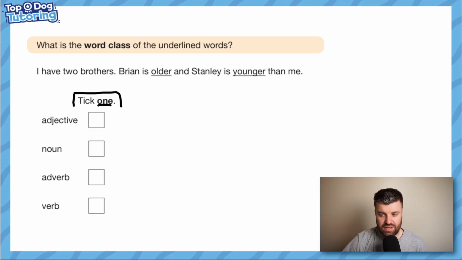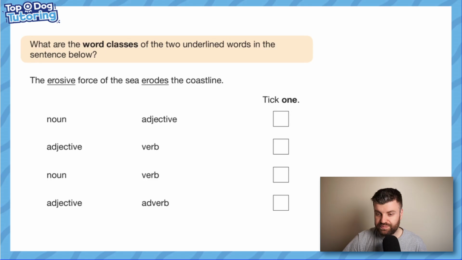Brian is older and Stanley is younger. These words are directly linked to the noun, Brian, and the noun, Stanley. We are describing the noun, and that is the most simple description of adjectives. So well done if you found that.